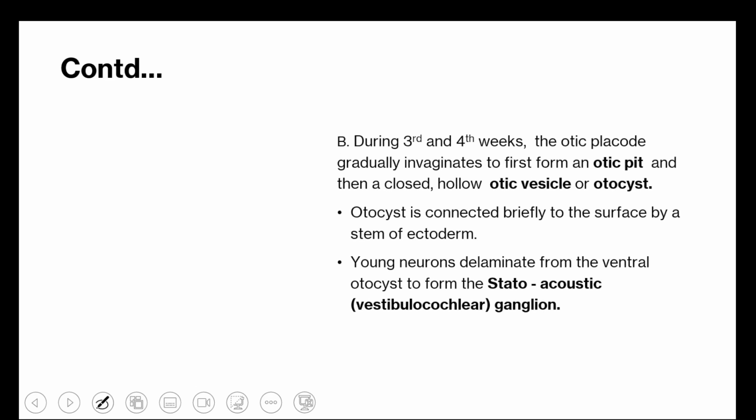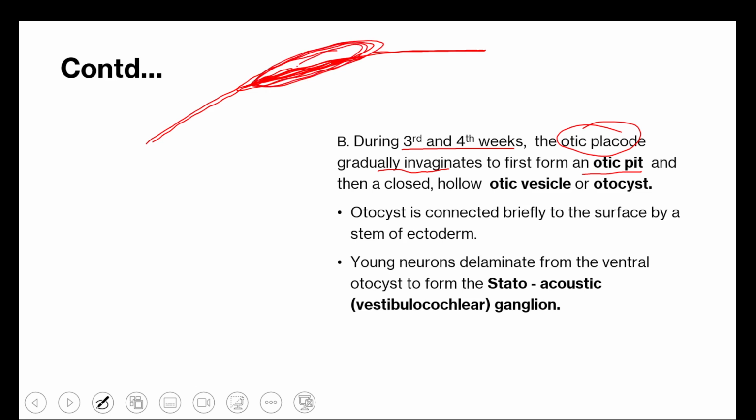Next, we see that during the third week and the fourth week, the otic placode will form the otic pit through the gradual invagination of the ectodermal cells. Later on, the surface ectoderm will thicken in comparison to the adjacent surface ectoderm. This thickening will form the otic placode, and the cells of the otic placode will invaginate and form a structure called the otic pit.